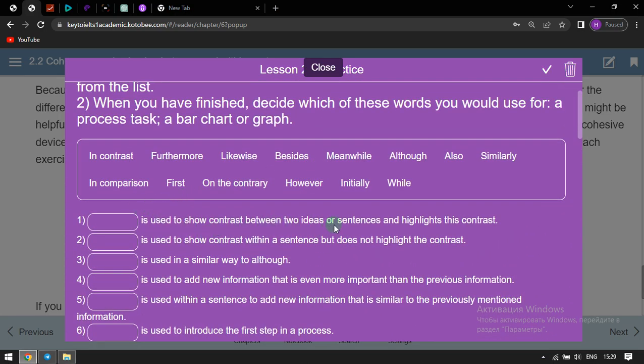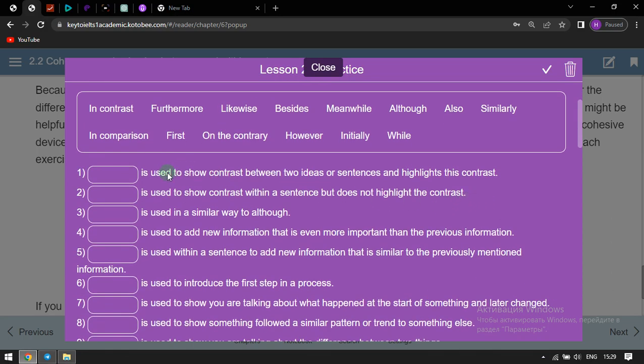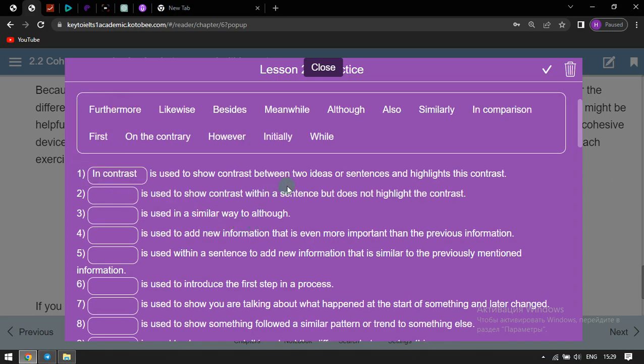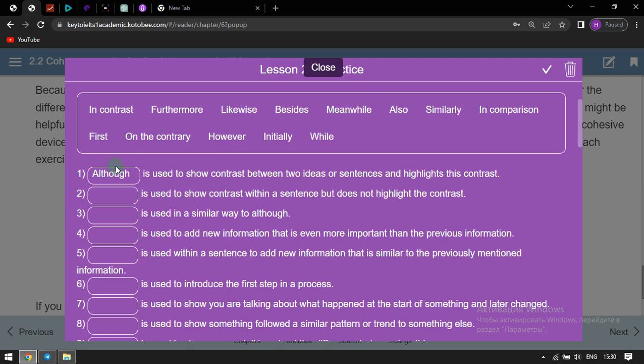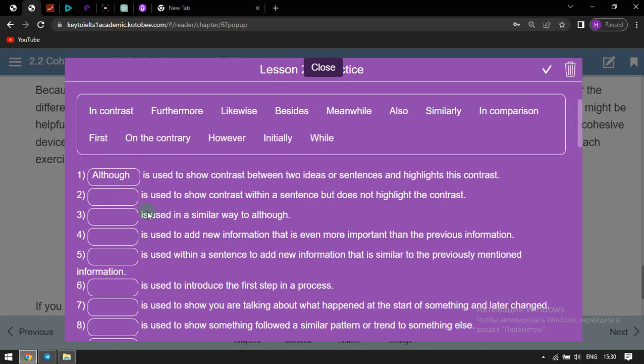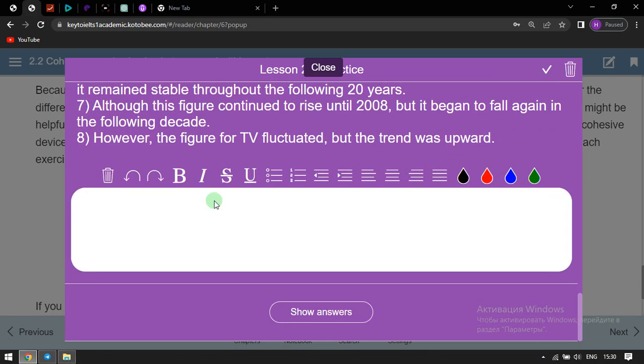Is used to show contrast between two ideas and or sentences and highlights this contrast. Demak, nimadir ishlatiladi, ikkita ideya yoki gap orasidagi farqni ko'rsatish uchun va shu qarama-qarshilikni urg'u berib ko'rsatadi deyapti. Hop. In contrast. Is used to show contrast between two ideas. Bitta ko'pku unga tushadiganlari. Although, in contrast, on the contrary. I don't know. It's a difficult one actually.